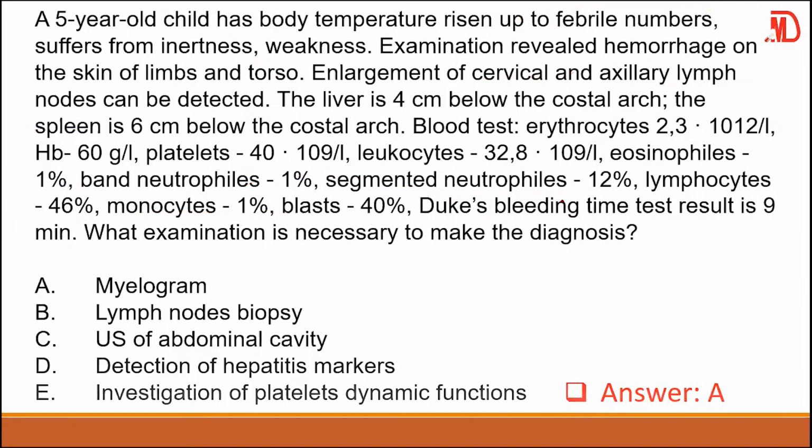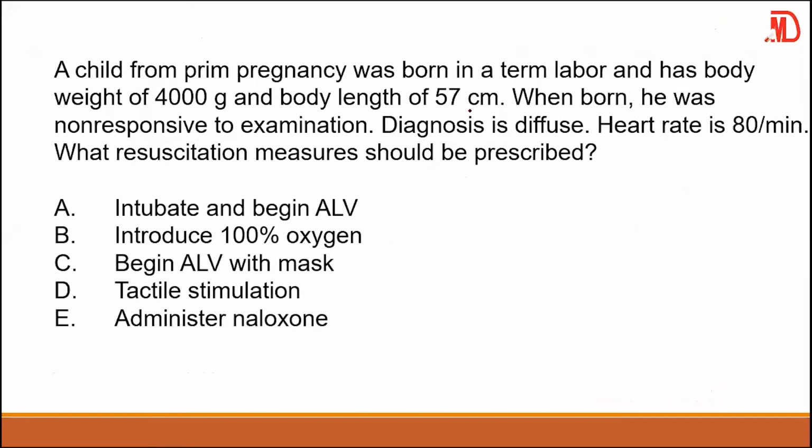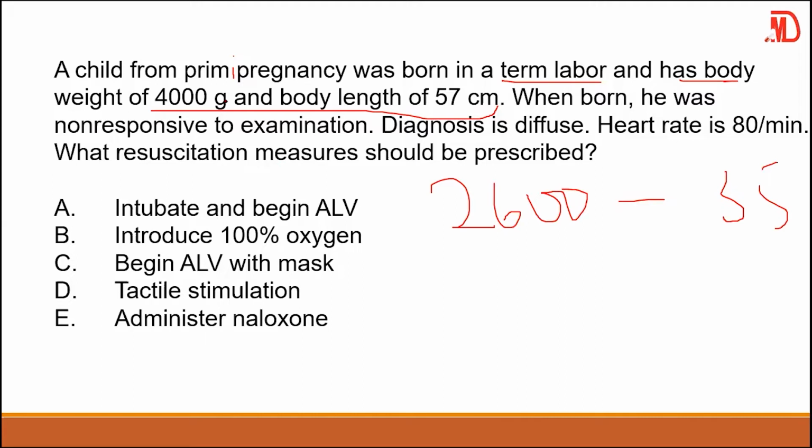All right. A child from a primipregnancy was born in term labor, that means due labor, and has a body weight of 4,000 grams and body length of 57 centimeters. Now, we've already established the normal body weight of a baby is around 2,600 to about 3,500 grams. But here is a kid with 4,000 grams. So this means that the baby is quite big.